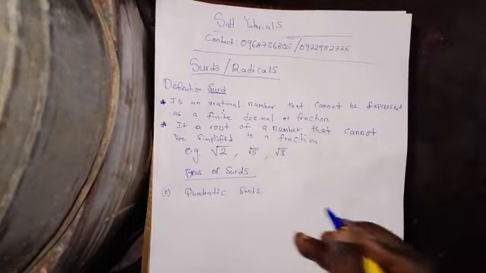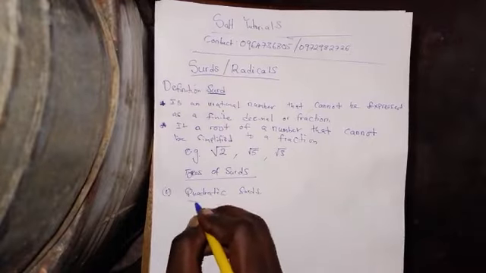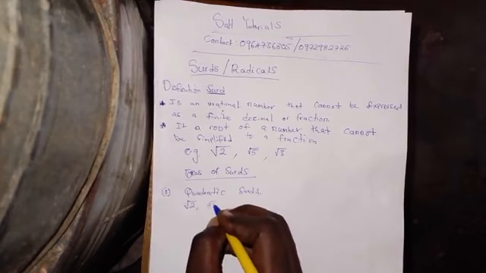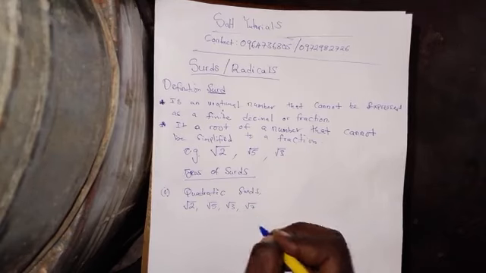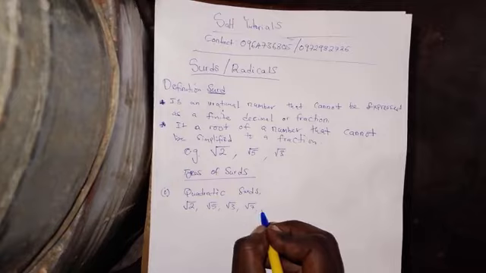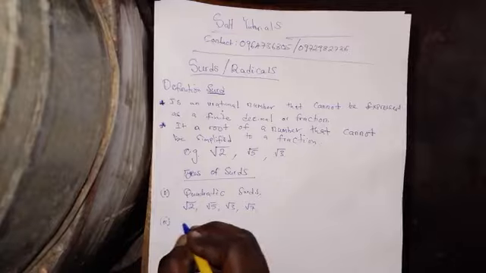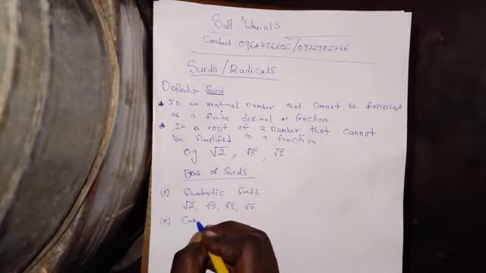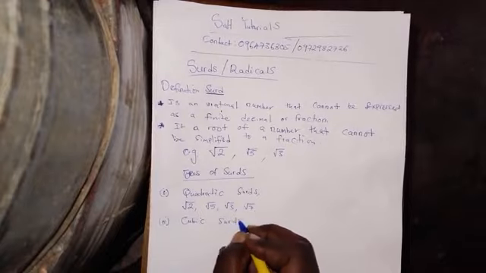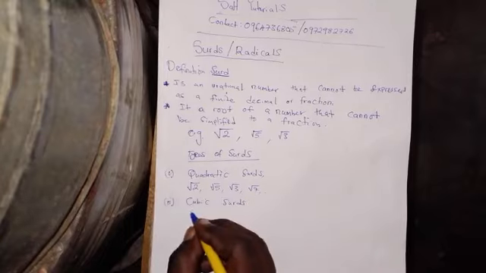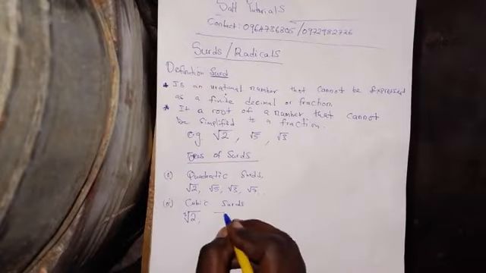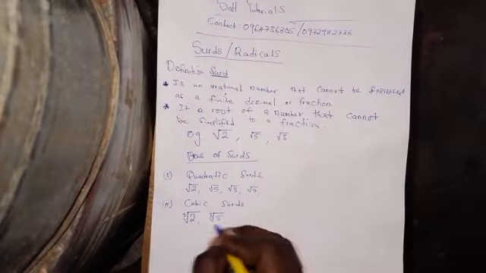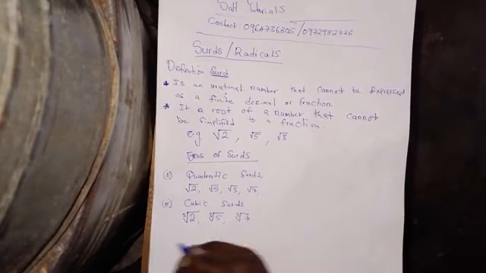Quadratic surds, so surds which are in the form of square roots, these are quadratic surds. Then we have cubic surds, surds with the power of 3, which are cube roots. If I simply say cube root of 2, this is a cubic surd. Cube root of 5, it's a cubic surd.